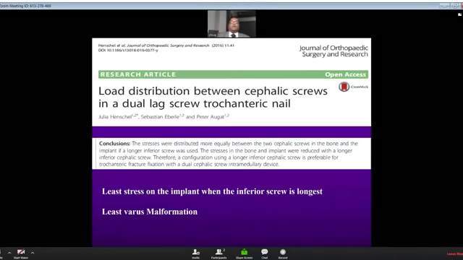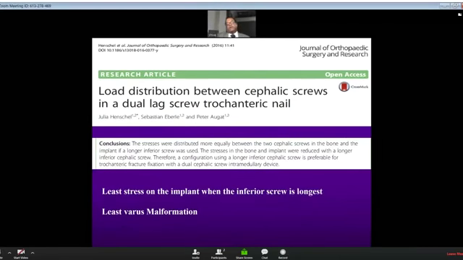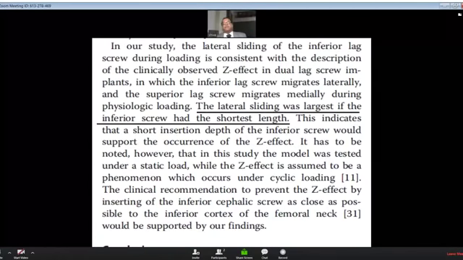And they also conclude that there is least varus malformation when the inferior screw is the longest. Means if the inferior screw has got a subchondral purchase, then varus malformation is very, very difficult to happen. Even if there is a medial gap, we can use it. So based on this, I am giving few ideas how to minimize Z effect. So this is the model on which you can see that the inferior screw is longer and subchondral and the superior screw is shorter, and both of them will smoothly slide with least varus malformation.